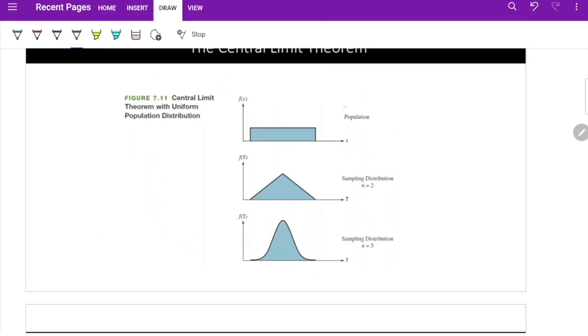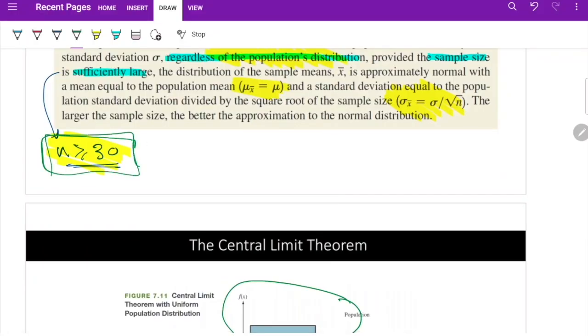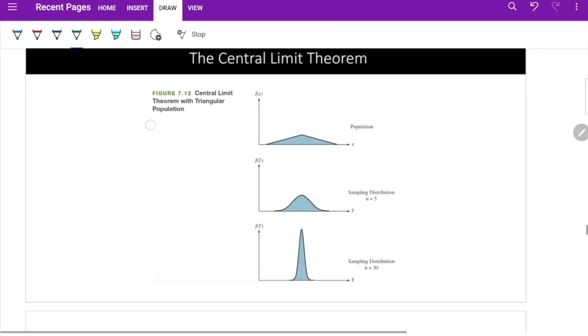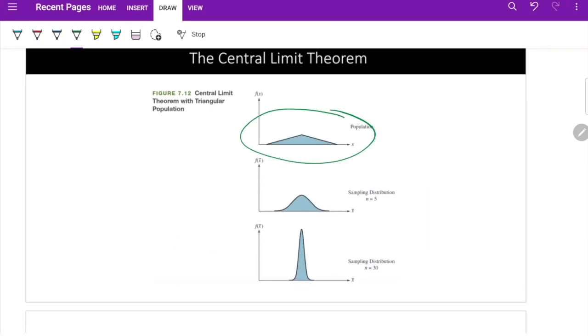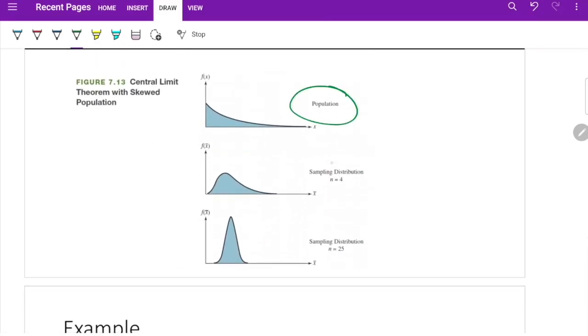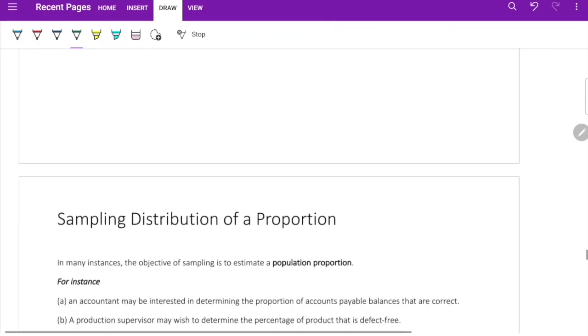Look at this. This is the population distribution. We took a sample of 2. This is the sampling distribution. When we take 5, here we go. Okay, 30 is the minimum that works in all of the cases. That doesn't mean that if we have less than 30, it is not going to work. No, it will sometimes. We don't know. It depends on the data. Look at this population, a triangular one. Sampling distribution 5, sampling distribution 30. Look at them, symmetric, symmetric, symmetric. Skewed population distribution. Still skewed, becomes symmetric. Sampling distribution, sampling distribution. Next example.